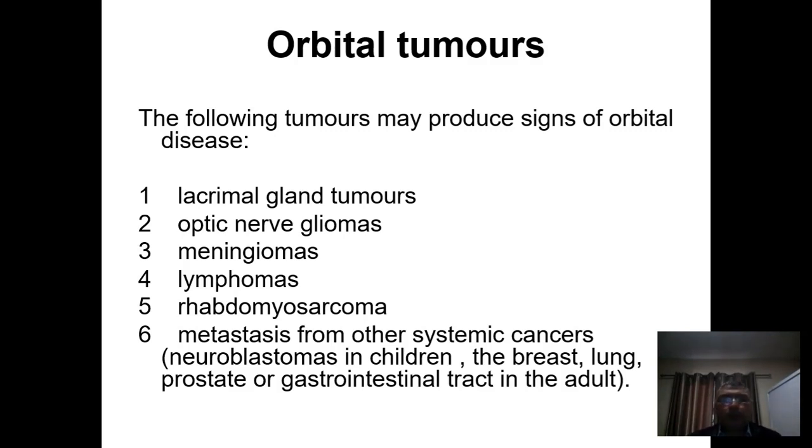The next subject is orbital tumors, and they may produce signs of orbital disease. Orbital tumor may develop from any of the contents of the orbit, such as the lacrimal glands, optic nerve gliomas, meningiomas from the meninges surrounding the optic nerve, rhabdomyosarcoma from the muscle, and metastasis from other systemic cancers, such as neuroblastoma in children, and breast, lung, prostate, and GIT cancers in adults.